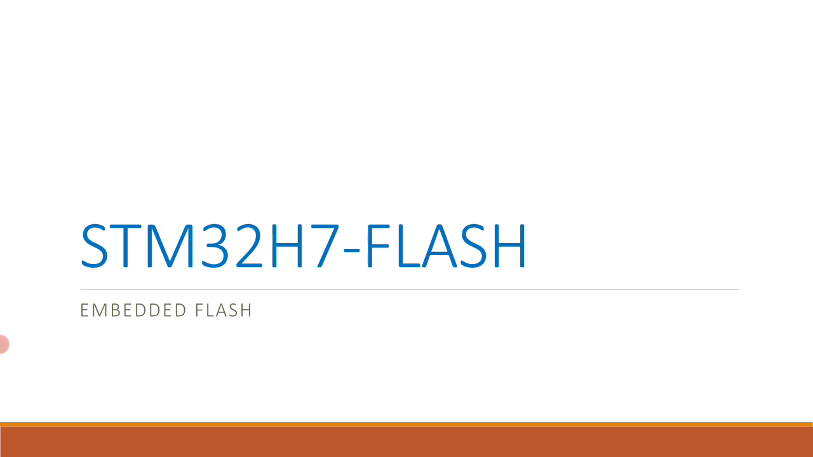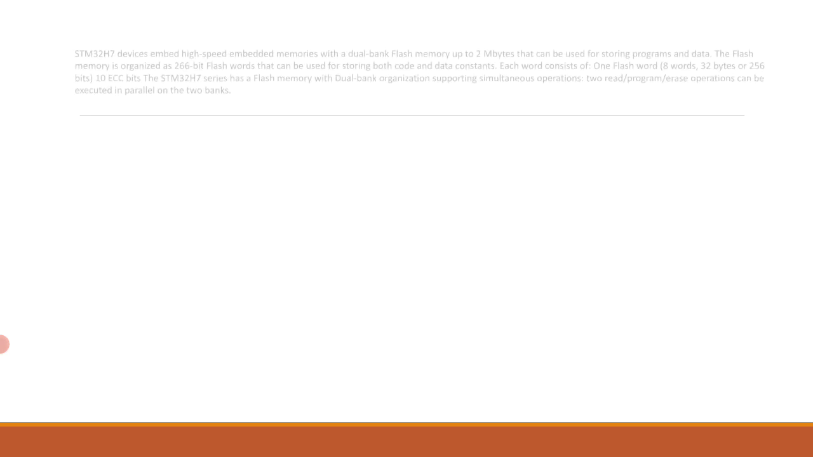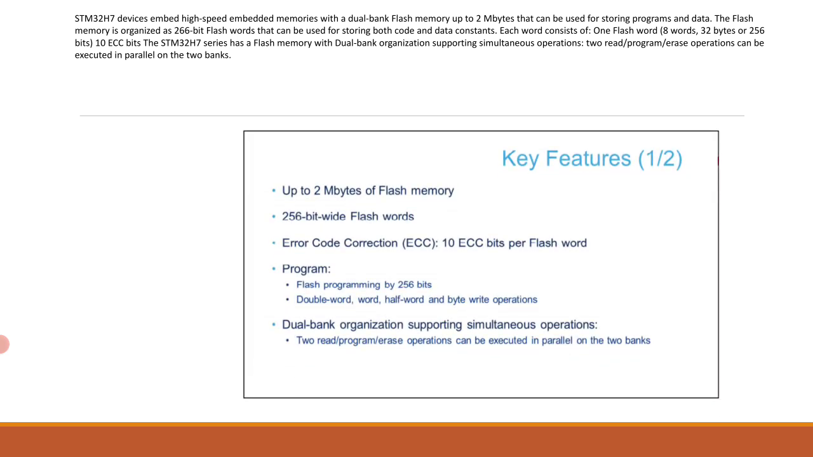The flash memory is organized as 266-bit flash words that can be used for storing both code and data constants. Each word consists of one flash word, that is 8 words or 32 bytes or 256 bits, plus 10 ECC bits. The STM32H7 series has a flash memory with dual bank organization supporting simultaneous operations. Read, program or erase operations can be executed in parallel on the two banks.